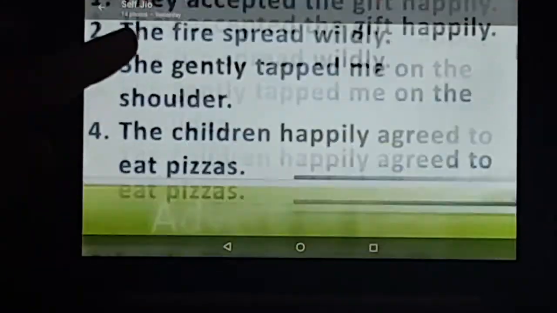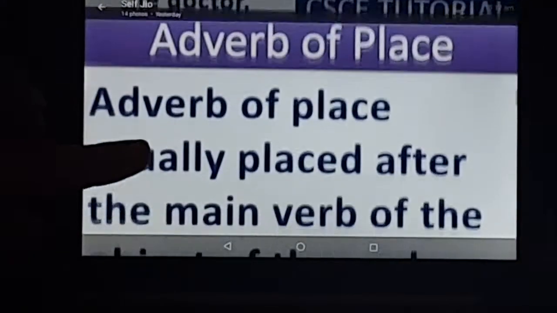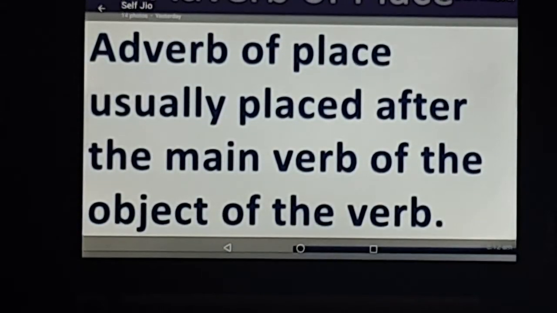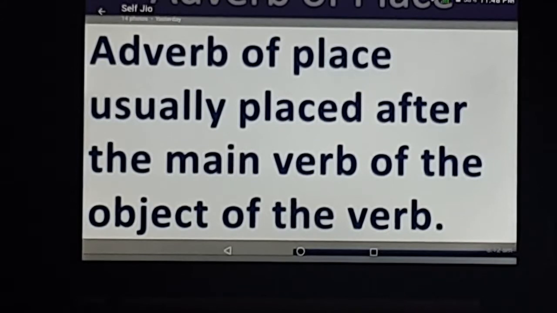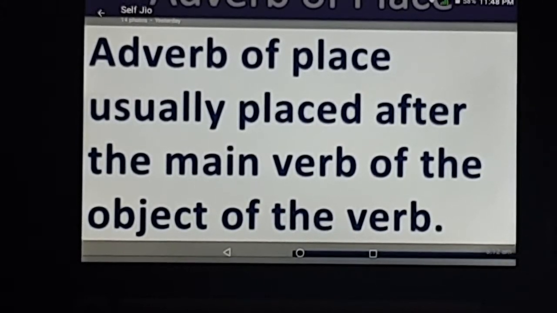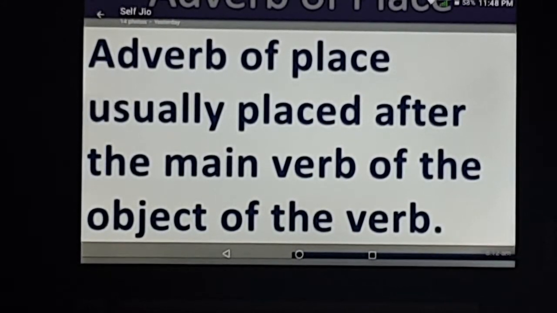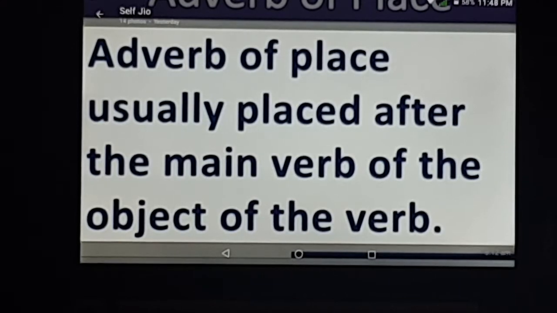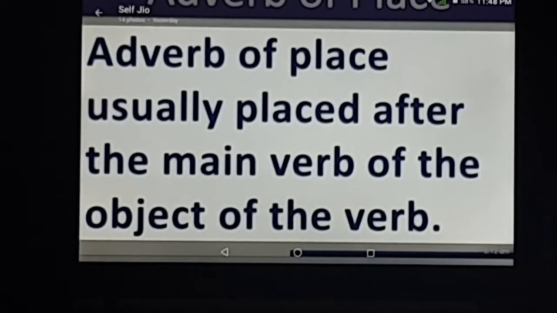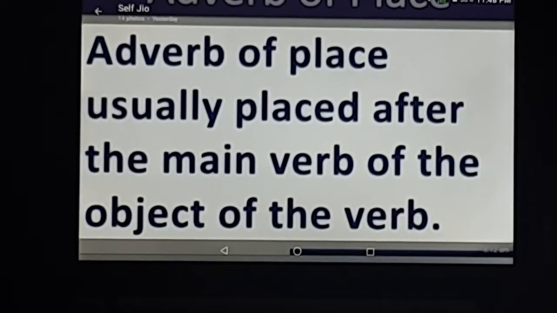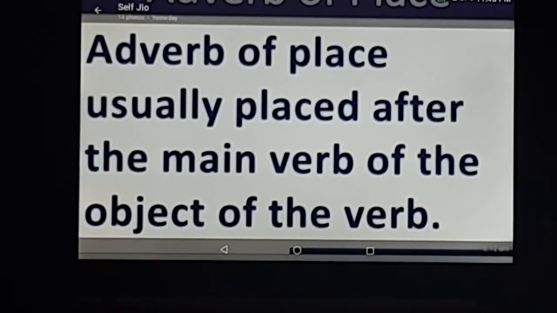Adverbs of place are usually placed after the main verb. Adverbs of place are usually placed after the main verb. Remember this: after the main verb or the object of the verb, like the adverb of manner.